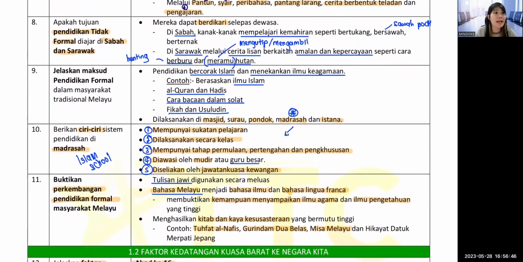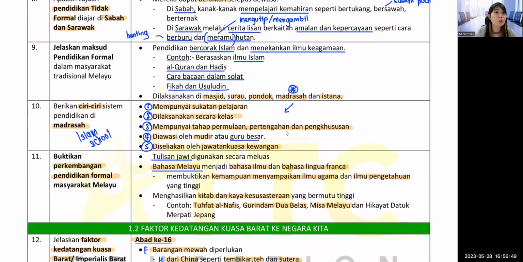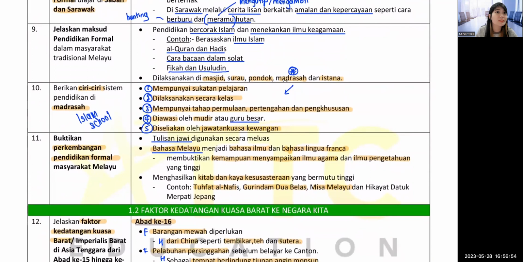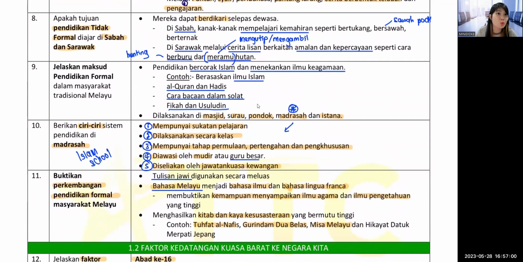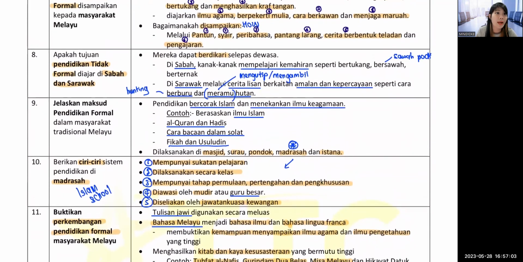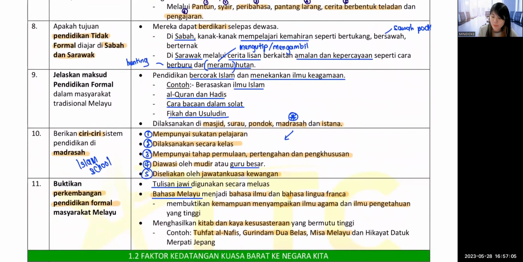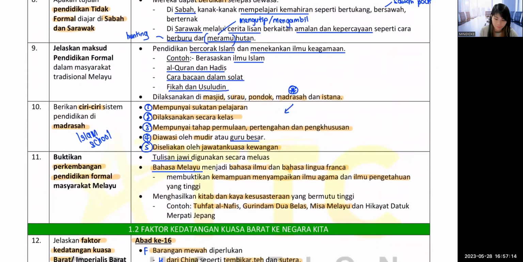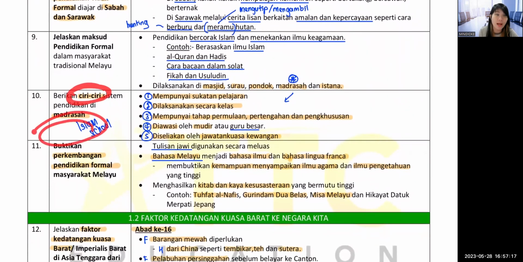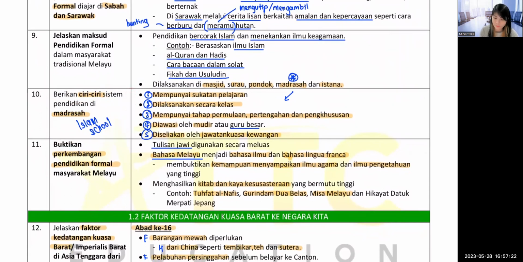All right, now under this case, move on into the next one, ciri-ciri. Hey guys, you all okay? Masjid, surau, pondok, madrasah, istana. Okay, so if they ask you, especially madrasah. Madrasah in this case, guys, what's the characteristic of a madrasah? Madrasah is an Islam school, guys. So what is the characteristic you have? Yeah, this one got structure before, so you'll take note.